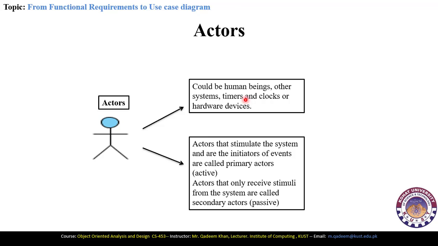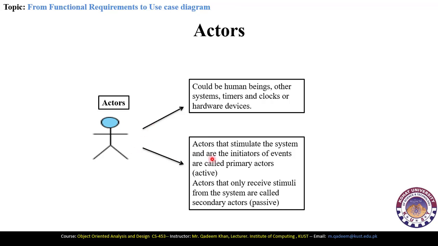For example, if we want to recognize the behavior of people over streets, then we will install a camera and the camera will detect the people, and after a certain unwanted behavior, the system should notify the police department. So the actor may be hardware as well.